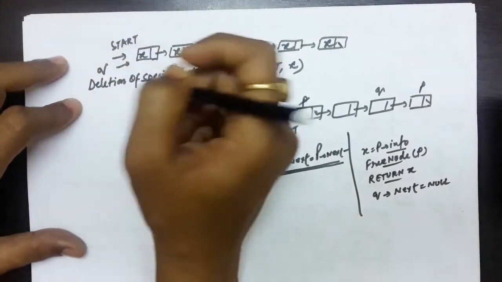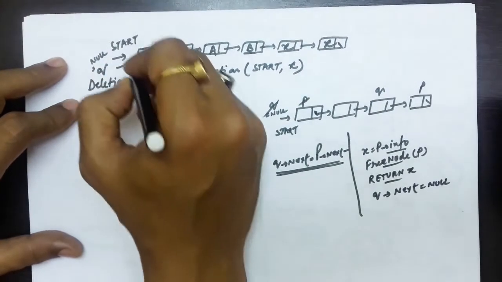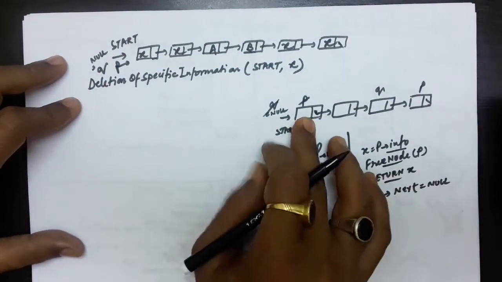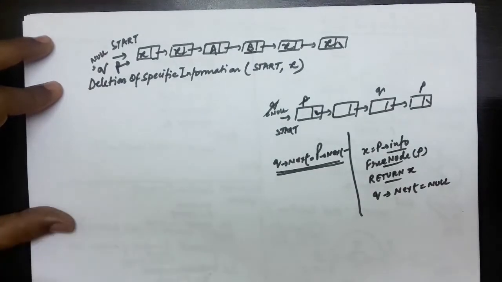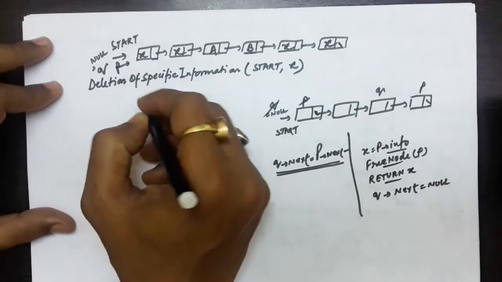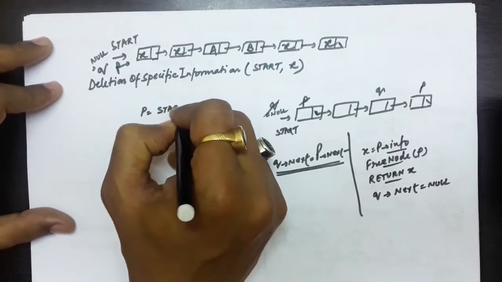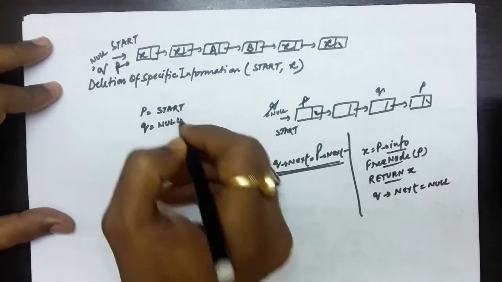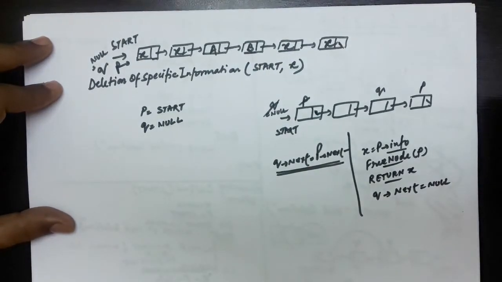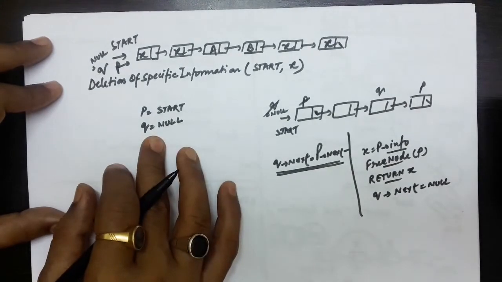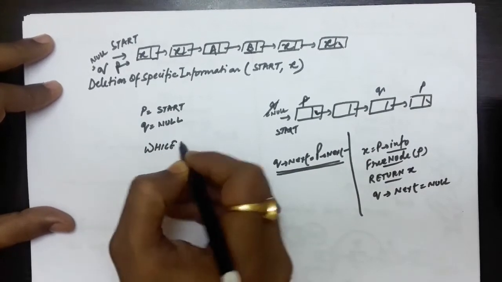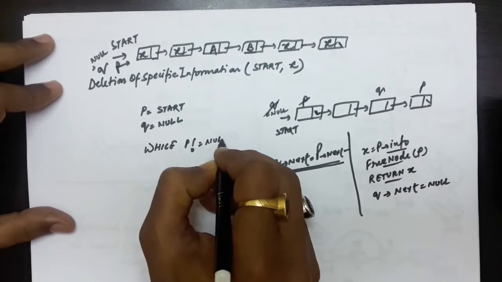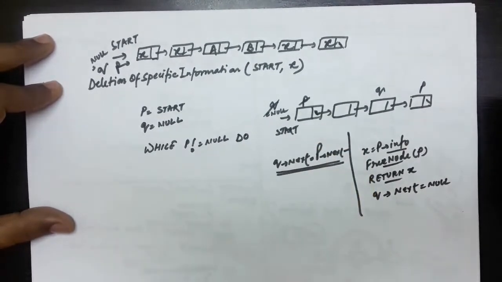come back to this question. We are taking q as null and p at the first node, just as we took it here. So p is at the first node and q is null, and we will be traversing with the help of this p. Every p node which has the information x, we will delete that node. So for doing this, we set p equals start and q equals null. q will always be the predecessor of p. Now, we will traverse this linked list while p is not null.